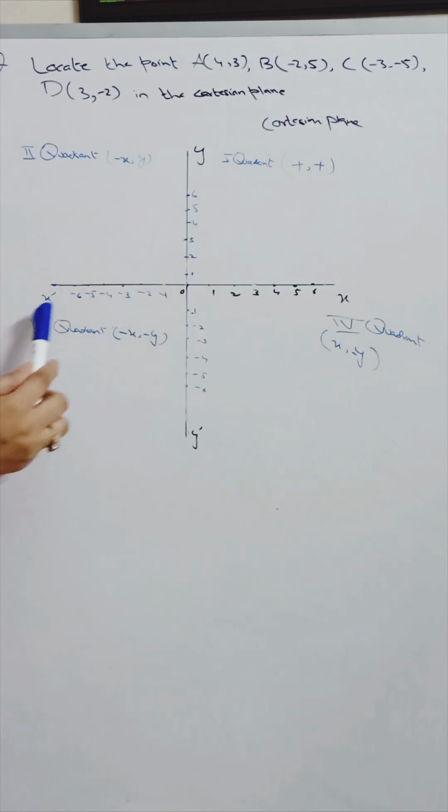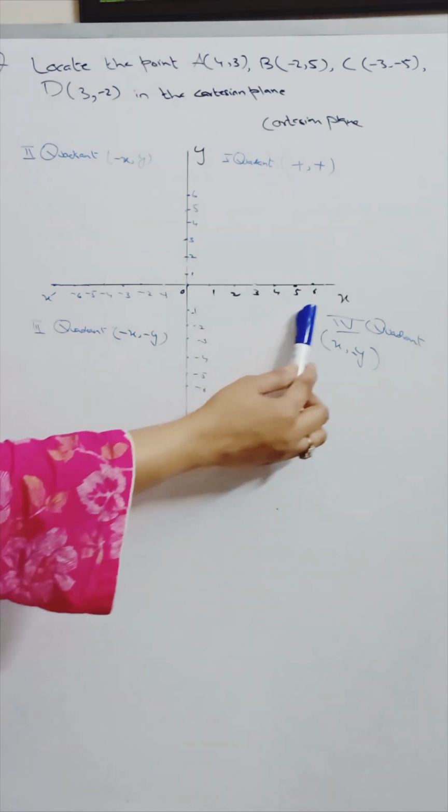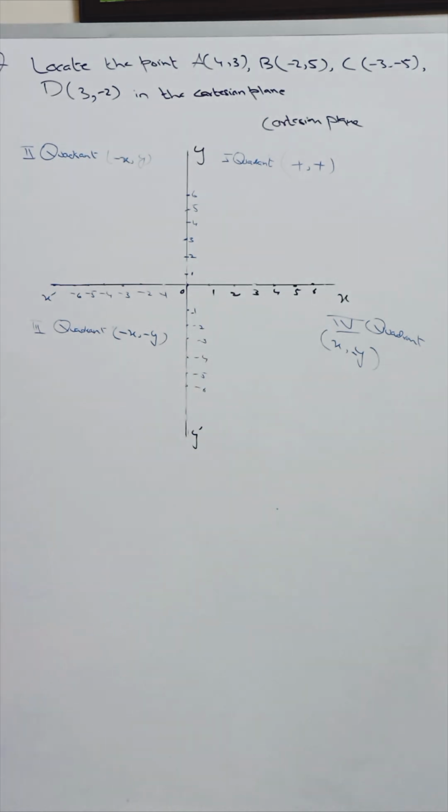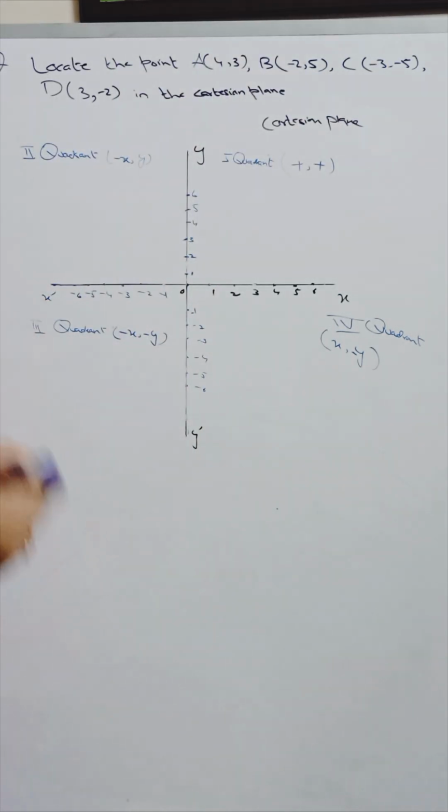In the third quadrant, x is negative, y is also negative. And in the last, fourth quadrant, x is positive whereas y is negative. So according to this graph, we will allocate these points on it. So let's begin. First point is A(4, 3).